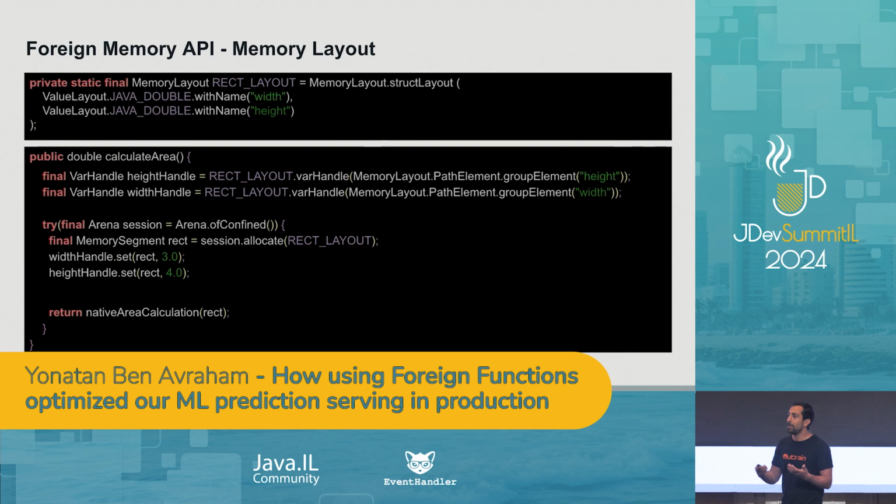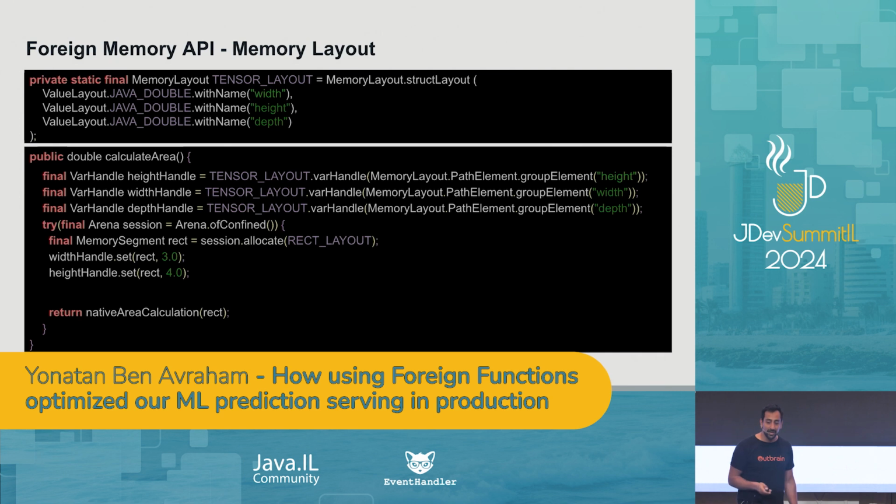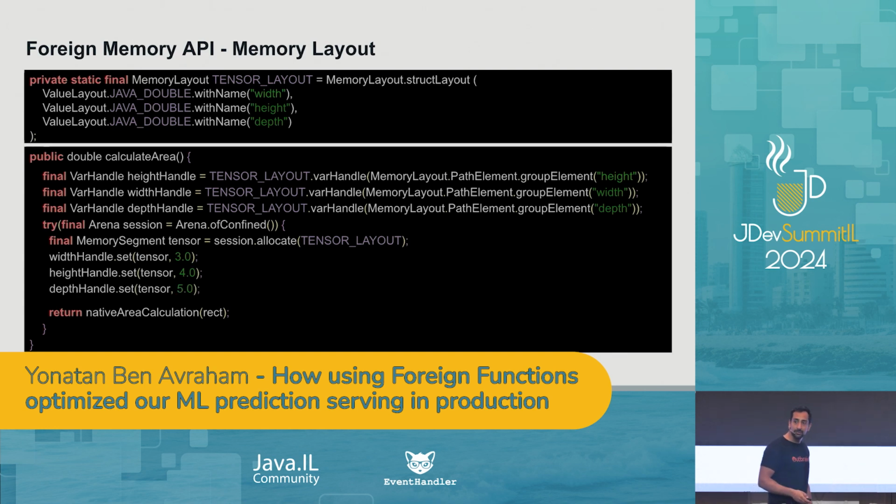And it's even more powerful when your code changes, because let's say I'm now calculating an area of a tensor. All I need to do is add another variable, the depth, create another var handle, and now it will automatically allocate the correct size because I passed the tensor layout, and I just set another value for the depth. And that's all I need to do.